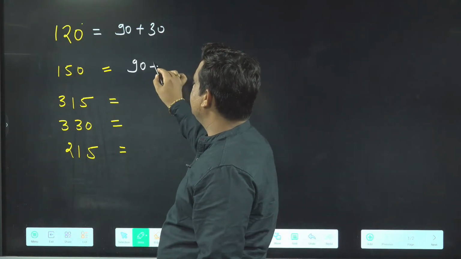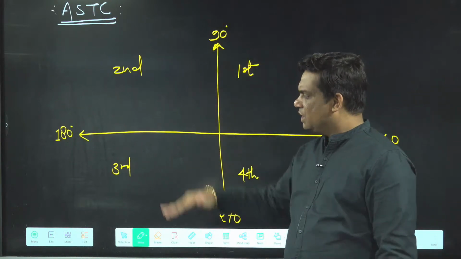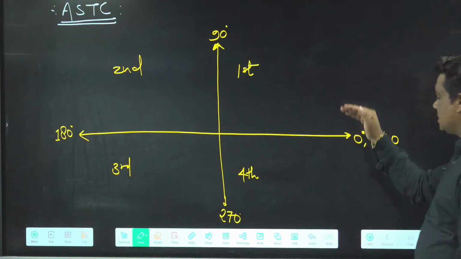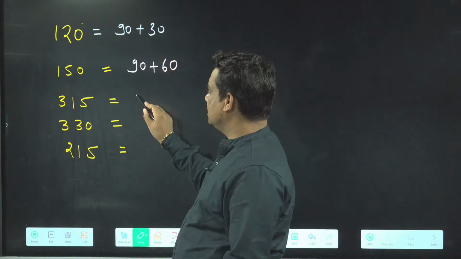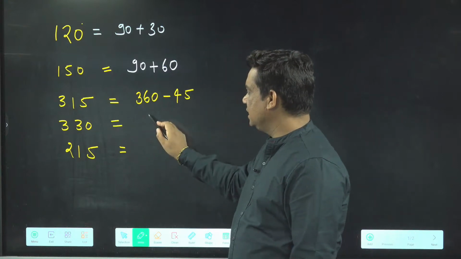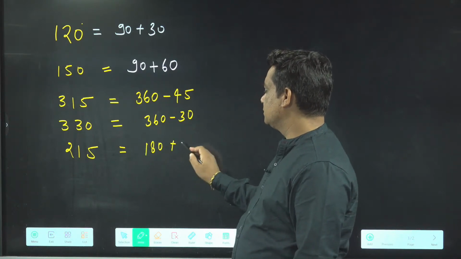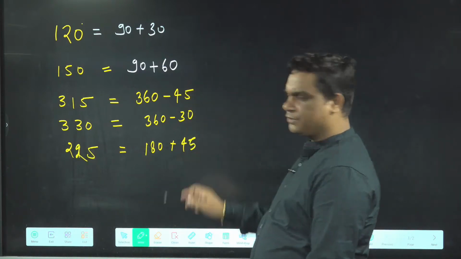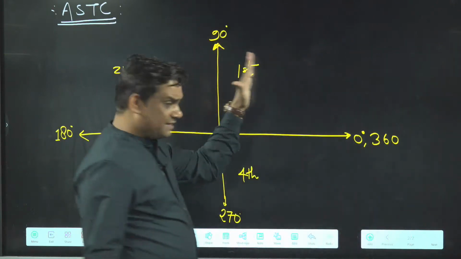This one we can write as 90 plus 60. Means we need to write in this format: 90 plus minus something, 180 plus minus something, 270 plus minus something, or 360 plus minus something. In this format we need to write. So given an angle you need to write like this. Here we can say 315 is 360 minus 45. Here we can say 360 minus 30. Here we can say 180 plus 40. This is 215, or 225 I can say, so 45.